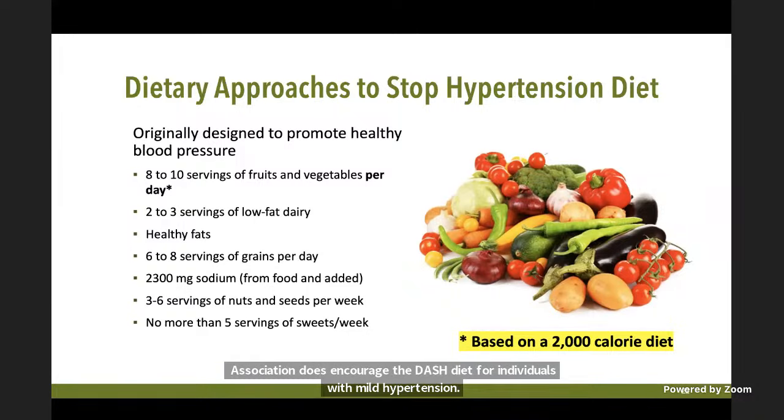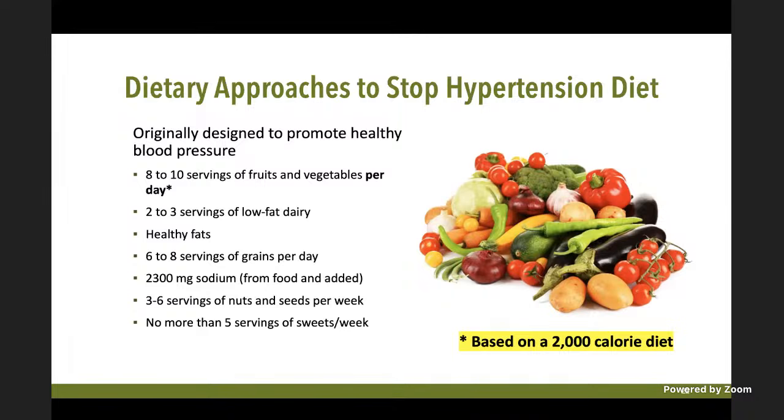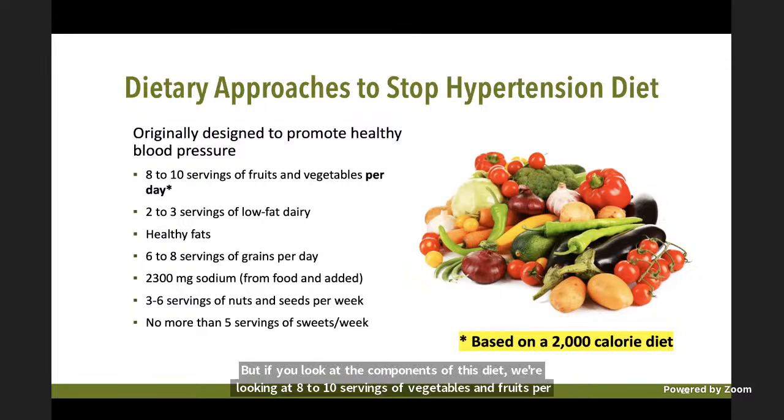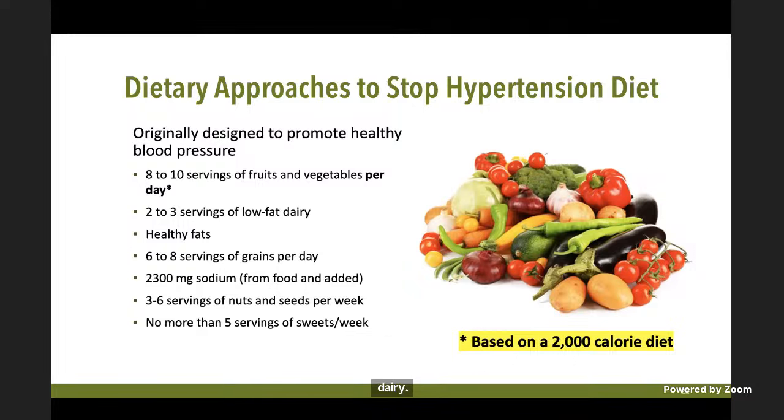Now, this is based on a 2000 calorie diet. So if you need less, you don't need to eat 8 to 10 servings, but your odds are you're going to eat more vegetables and fruits than you do now. We're encouraging 2 to 3 servings of low fat dairy. We want to push the healthy fats, the mono, the poly, getting away from the saturated fats. Some grains are fine, 6 to 8 servings. We want to encourage whole grains as opposed to those processed.